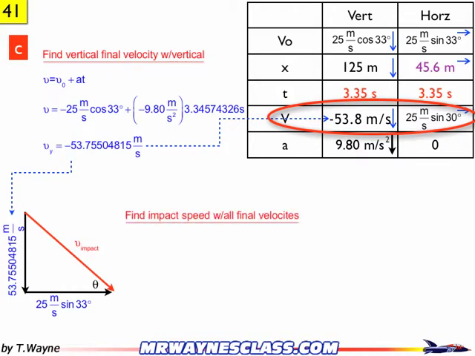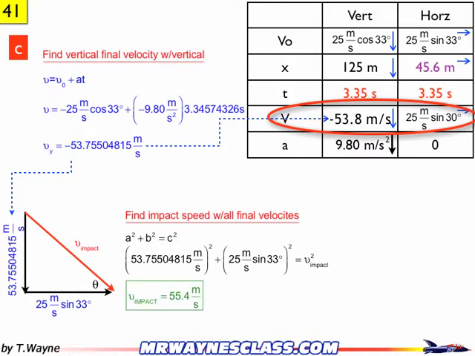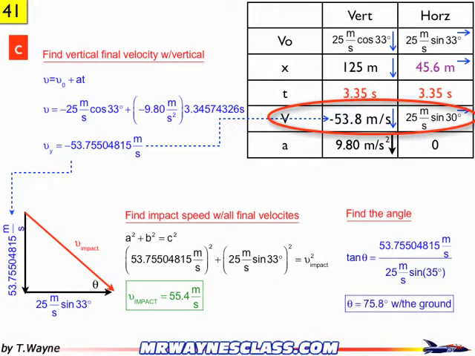Now I use trig and geometry. To find the impact speed with all those final velocities, I'll use the Pythagorean theorem, plug in the horizontal and vertical velocities, remember not distances, velocities, and I get 55.4 meters per second. To find the direction, that's going to be the angle, so I'll do tangent theta is equal to the opposite over adjacent, which is 53.755 meters per second divided by 25 sine 33. When you're doing this, be careful with the calculator. You need to make sure you put a second pair of parentheses in the denominator in order to get the right answer. You ought to try it just to see, make sure you get the right answer. And the theta should come out to be 75.8 degrees with the ground.